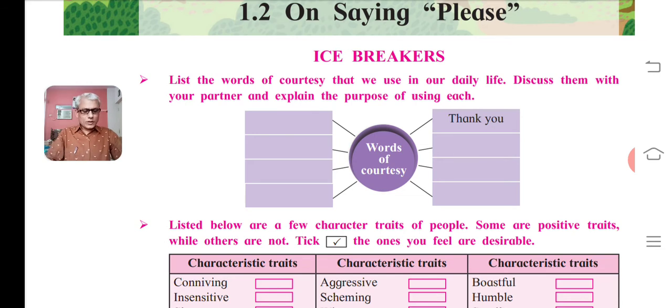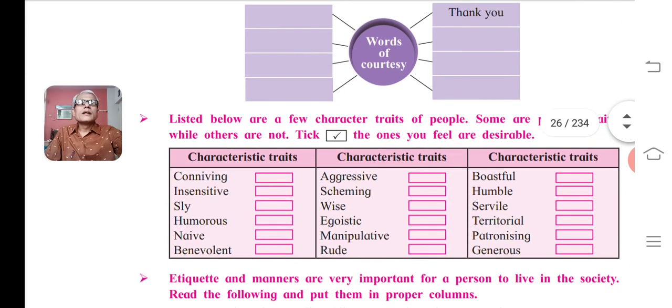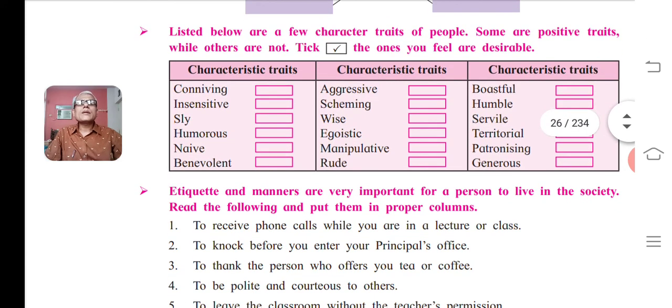Now let's go to activity number 2. The second activity is: listed below are a few character traits of people. Here the word trait means a particular quality in your personality. Some are positive traits while others are not. Tick the ones you feel are desirable.